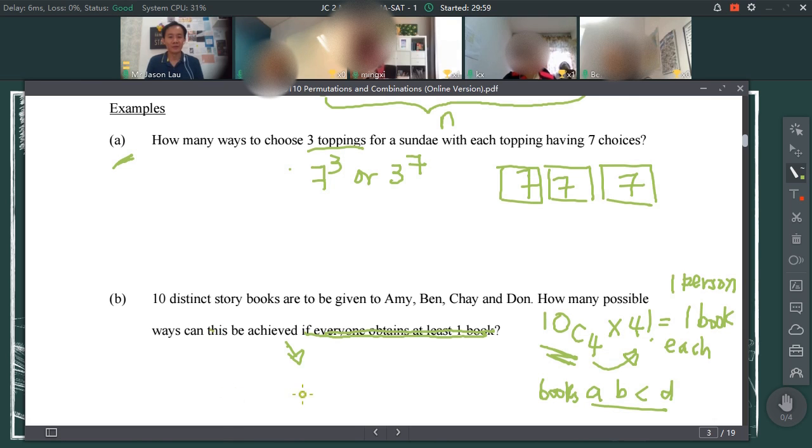Okay. So this question, the answer again. What is the answer? Remember? 4 to the power of 10. Okay. So without the restriction. With restriction is very complicated.